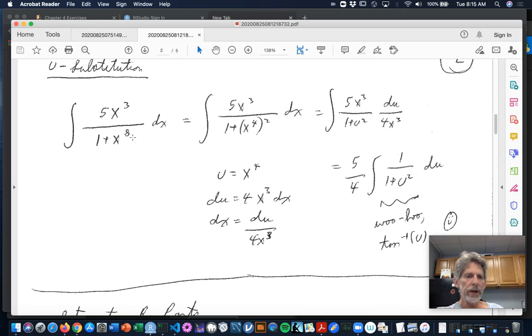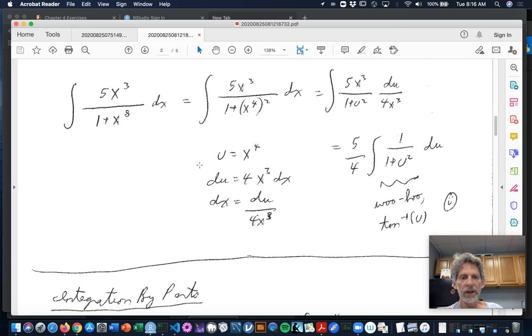Well, what if I were to write x to the 8th as x to the 4th squared? Then I would be looking at a 1 plus something squared, kind of similar to this inverse tangent derivative rule. And then looking up at the top, 5x cubed is kind of like the derivative of x to the 4th. Maybe u substitution will work. So let's let u be x to the 4th. du is 4x cubed dx. dx is du over 4x cubed.